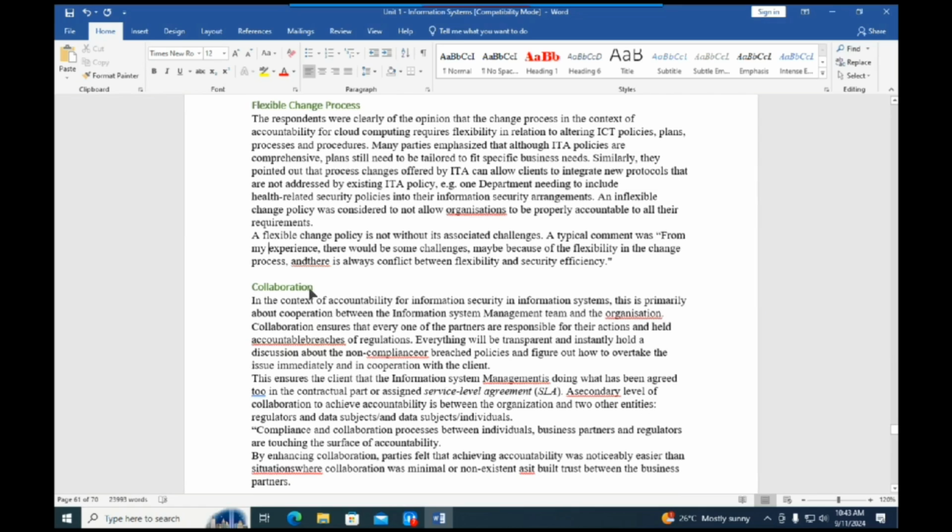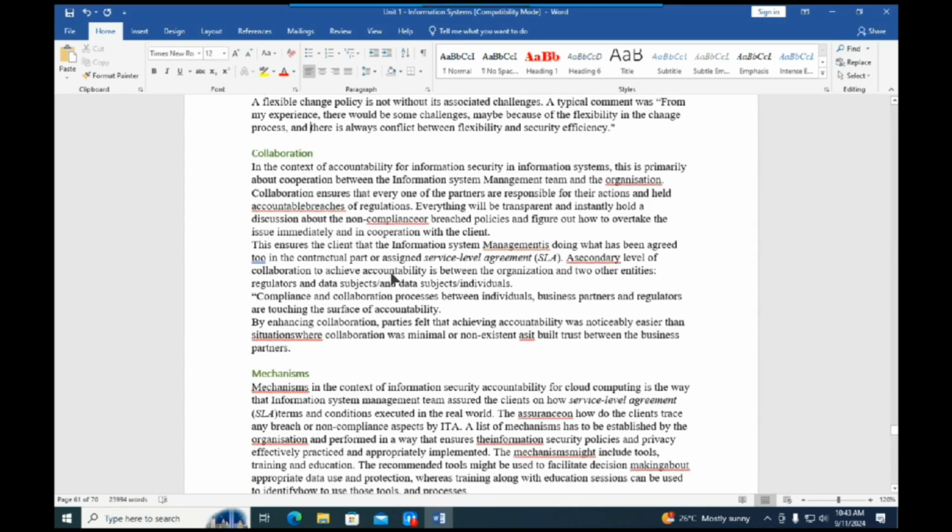The other thing is collaboration. If you look at the context of accountability for information systems, or information security in information systems, it is all about cooperation. Cooperation between the people that work in that information system, including the information system management team, and also the organization. Now, why do we need collaboration?